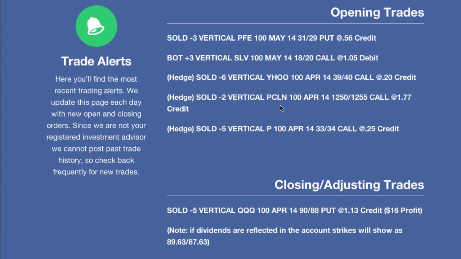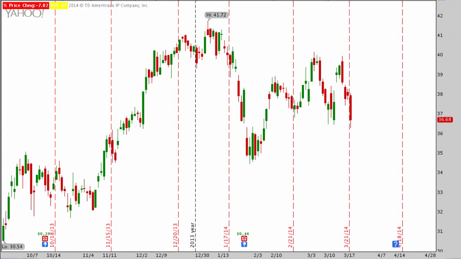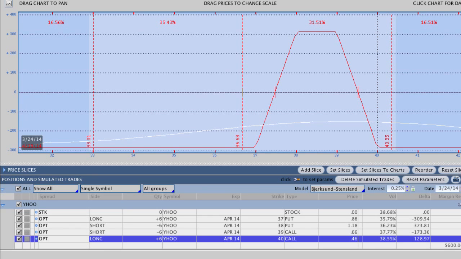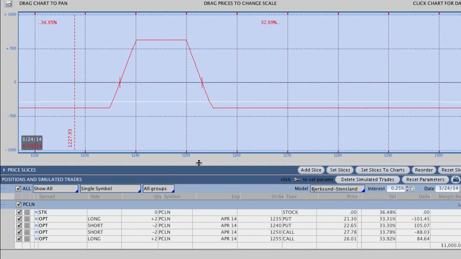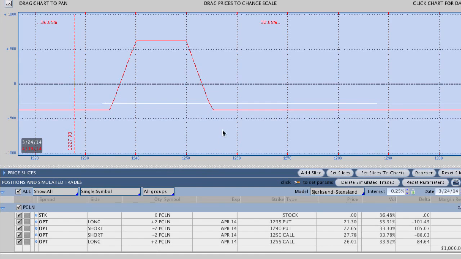When we go to Priceline, it's basically the same thing. So what we did is we sold the April 1250, 1255 call spread. We gave ourselves a little bit more room in Priceline than we did in Yahoo, and I'll show you guys that here on the Analyze tab. So here's a chart of Priceline, and you'll notice exactly where our positions are. You'll see all of our positions down here in the bottom. So we were originally short the 1240, 1235 put spread, and we went up to the 1250, 1255 call spread.